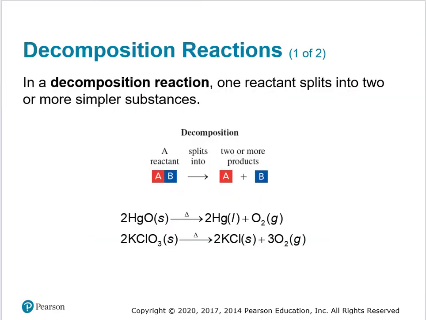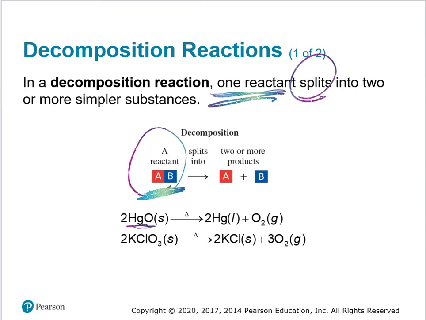Our second type of reaction is a decomposition reaction. That's when one reactant splits into 2 or more simpler substances. Think of something decomposing or breaking down. So I'm starting with one reactant on the left side of the arrow, and we're breaking it down into what it's made of. In this case, I have mercury oxide breaking down into mercury and oxygen. Remember, oxygen by itself is diatomic.